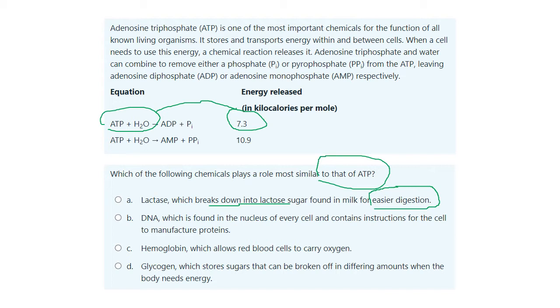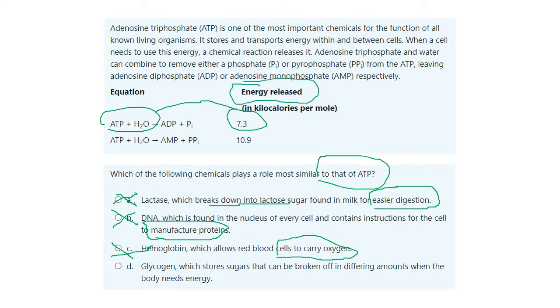B, DNA, which is in the nucleus of every cell, contains instructions to manufacture proteins. We are not looking at the making of proteins, we are looking at the release of energy. C, hemoglobin, which allows the red blood cells to carry oxygen. We're not looking at transportation, we are looking at the production of energy or the release of energy.